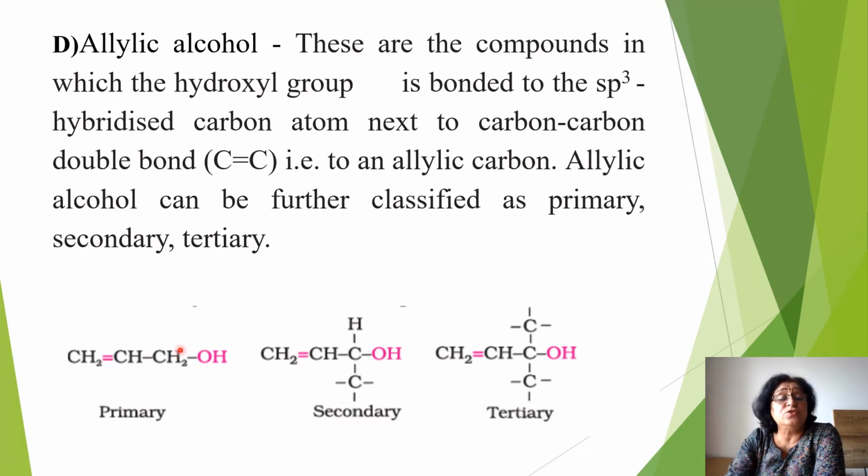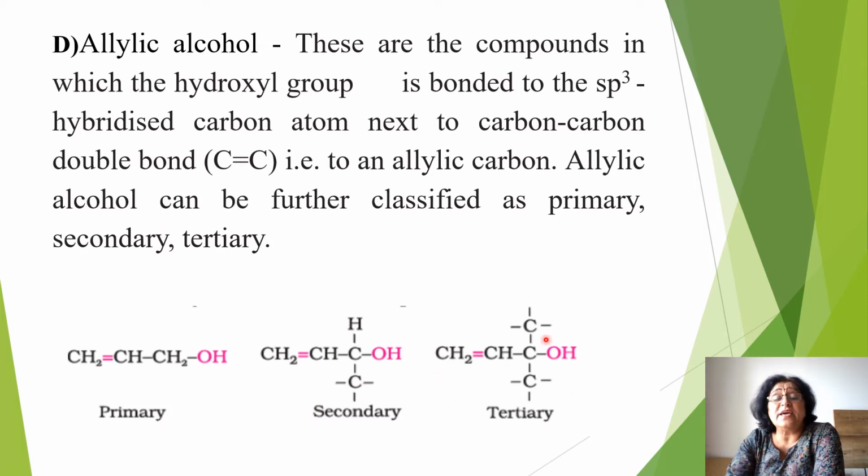So CH2: the sp3 hybridized carbon is containing what? 2H. Then it is called primary allylic alcohol. But when this sp3 hybridized carbon to which OH is attached contains one H and one alkyl group, then it is called secondary allylic alcohol. Here the carbon containing the OH group is sp3 hybridized and contains one H and one methyl group, and of course it is attached to the carbon double bond carbon. Then such an alcohol is called secondary allylic alcohol.